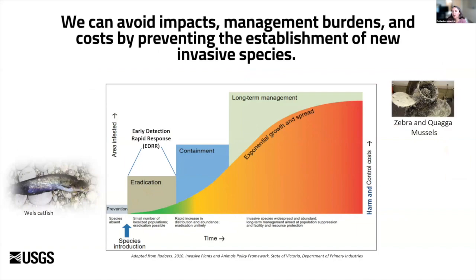Then I wanted to mention another larger effort that INHABIT is involved in related to early detection and rapid response for invaders. What I'm showing here is the invasion curve over time, where you start out with the species introduction and the populations increase as the species grows and spreads. There are different activities that management can take at those different stages. When you have a small number of localized populations, you potentially have the ability for eradication through early detection and rapid response activities.